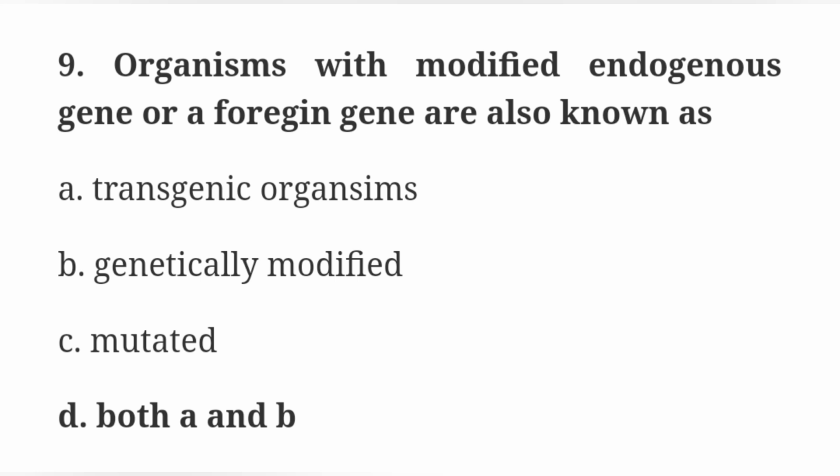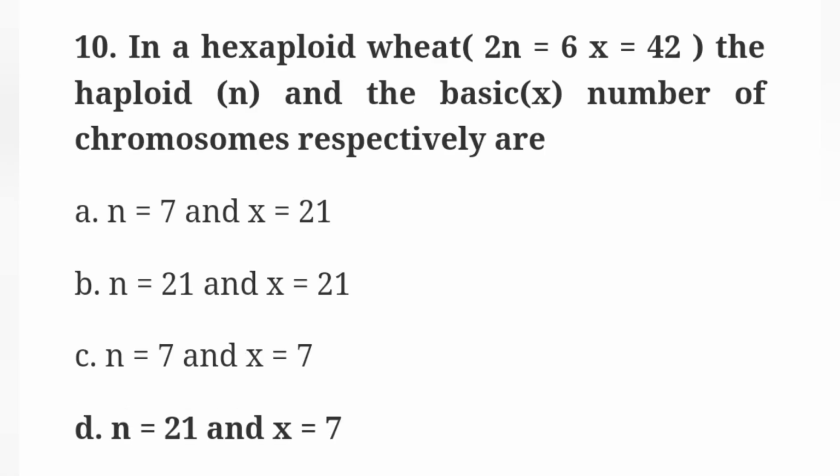Ninth one, organisms with modified endogenous gene or a foreign gene are also known as option D answer, both A and B. 10th one, in a hexaploid wheat 2n = 6x = 42. The haploid n and the basic x number of chromosomes respectively are option D answer, n = 21 and x = 7.